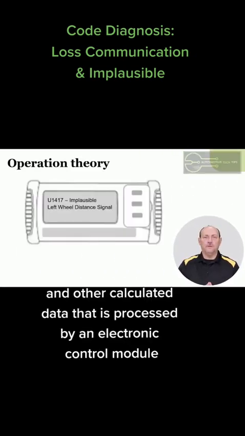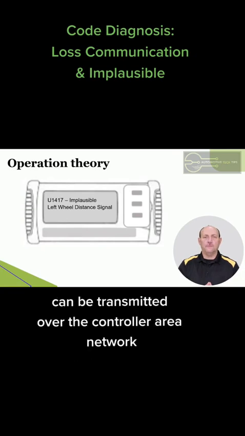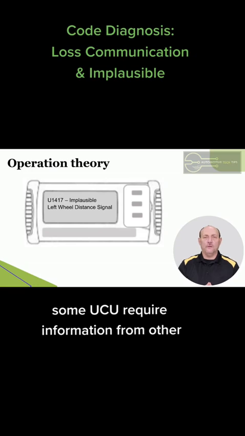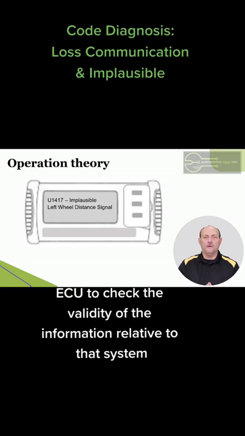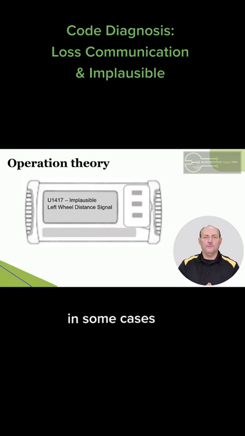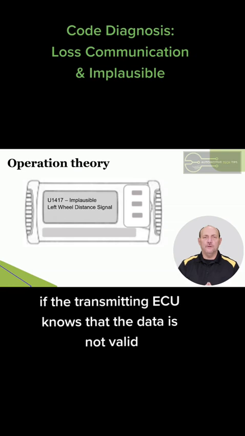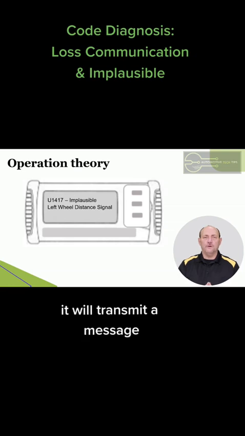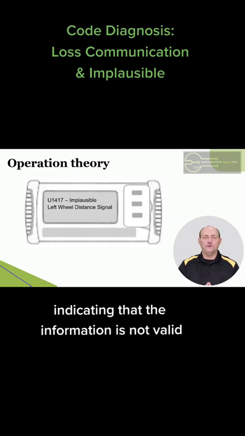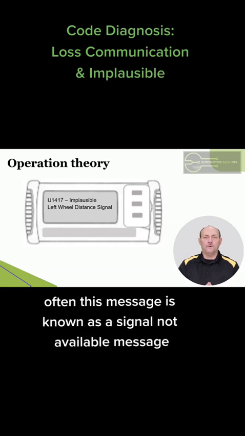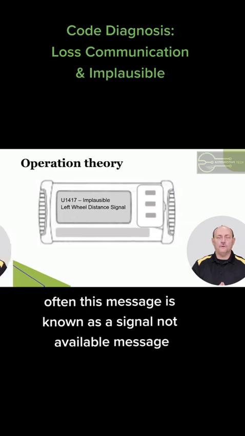Sensor information and other calculated data that is processed by an electronic control module can be transmitted over the controller area network. Some ECUs require information from other ECUs to check the validity of the information relative to that system. In some cases, that information is used in the calculations relative to that ECU. If the transmitting ECU knows that the data is not valid, it will transmit a message indicating that the information is not valid or not available. Often, this message is known as a signal not available message.